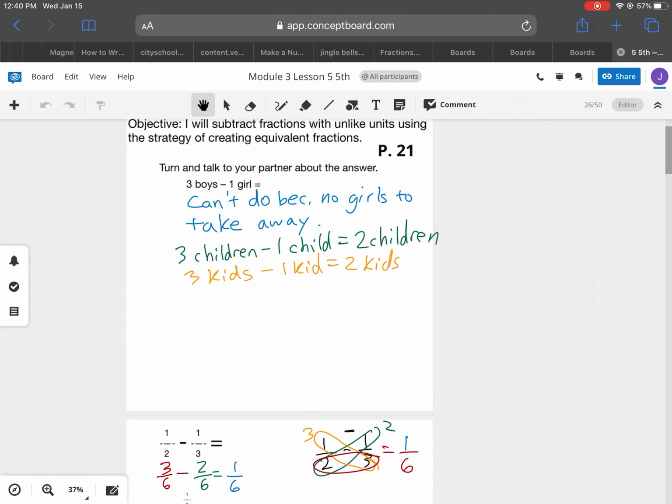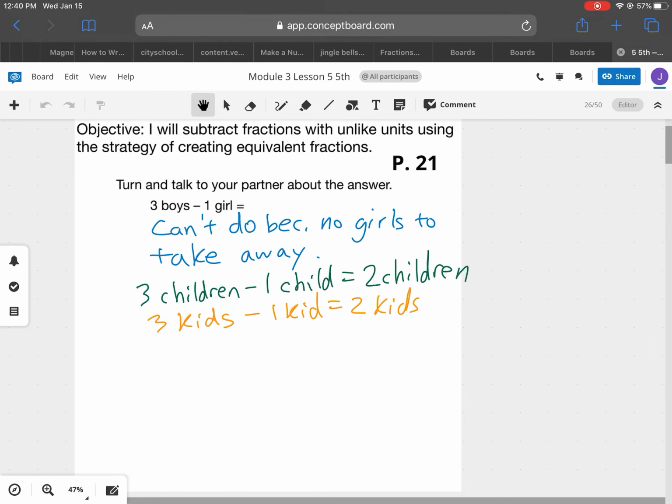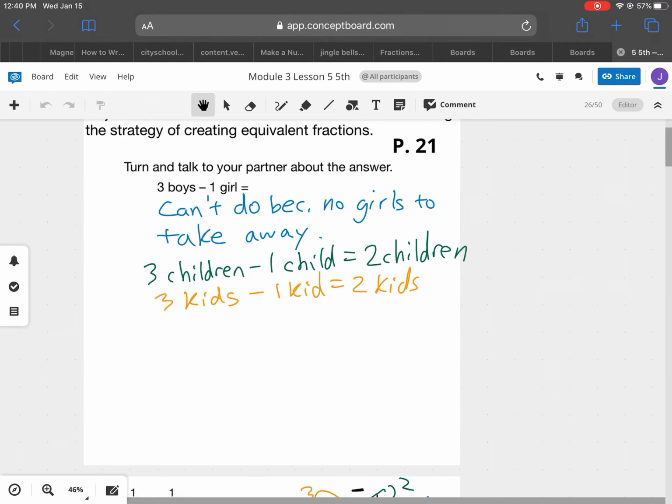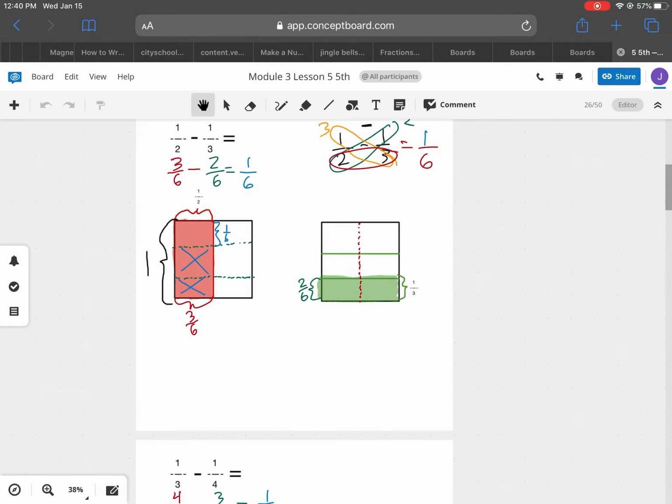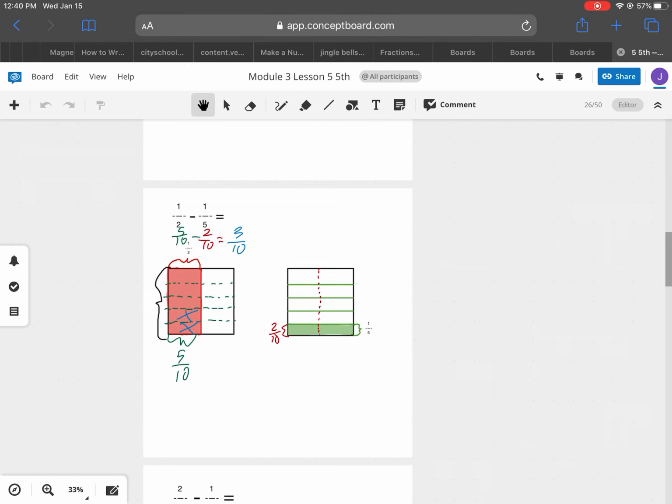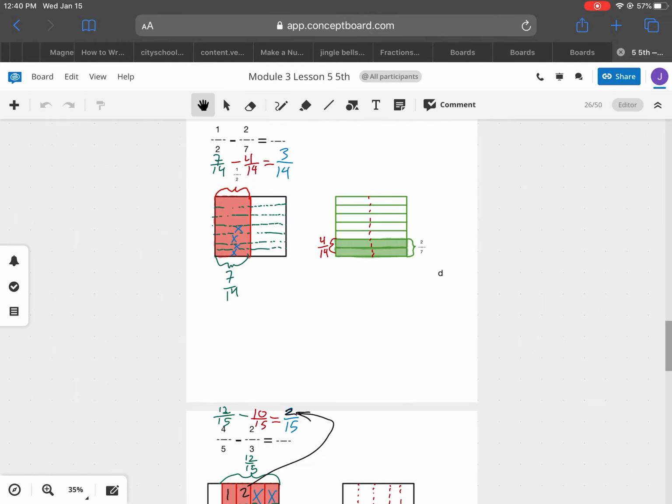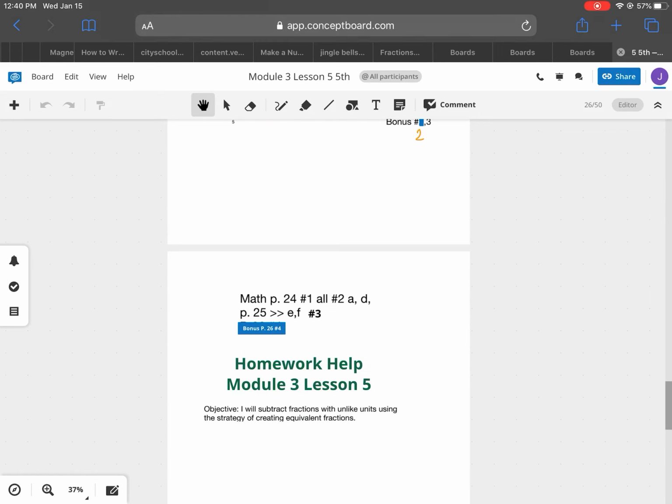All right. So the first question we asked today, why can't we do 3 boys minus 1 girl? We can't do it because there's no girls to take away from the 3 boys. So that's why we have to create equivalent fractions, equivalent units.